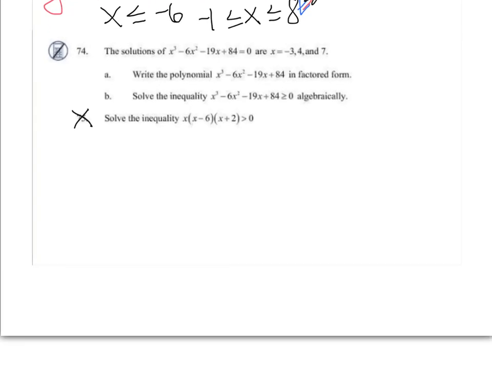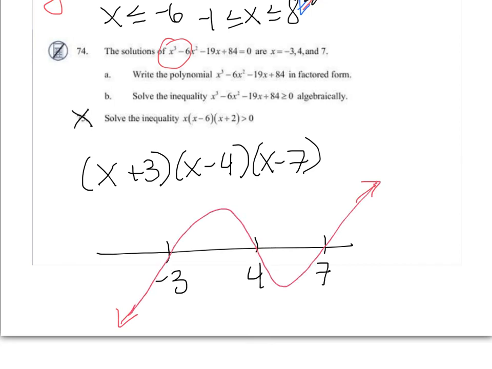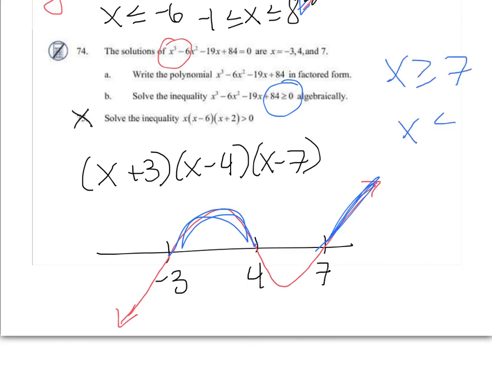Okay, we're going to repeat that for 74. Factored form, they give us the zeros. I don't even need the y equals. So for factored form, that's going to be x minus -3, x minus 4, and x minus 7. So if I sketch a graph, and it's again an odd degree positive leading coefficient, so that's this end behavior. And we want everything greater than or equal to 0, so that's here and here. So that's every x greater than or equal to 7, and every x in between -3 and 4. So that's our answer to part B.